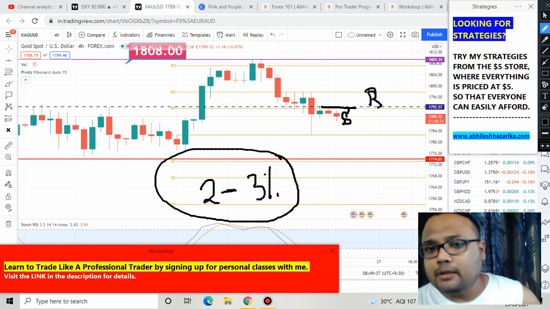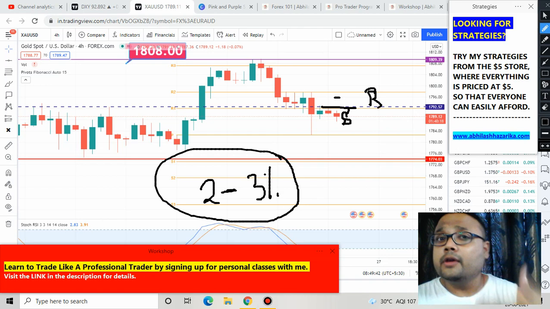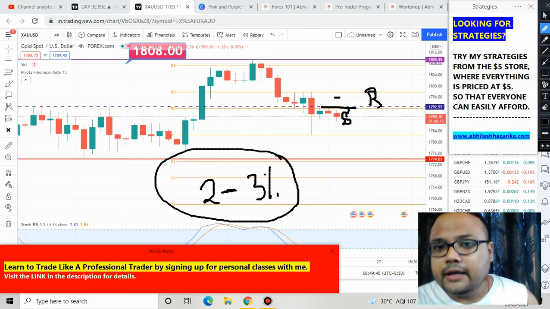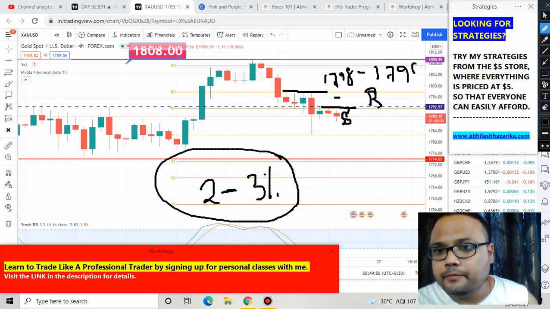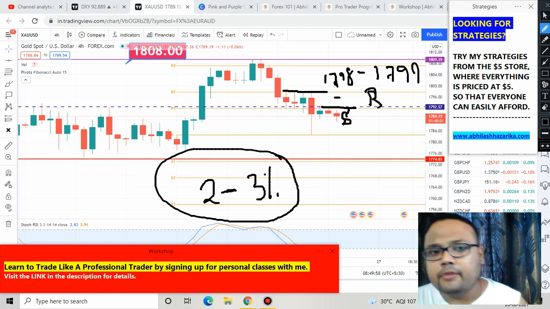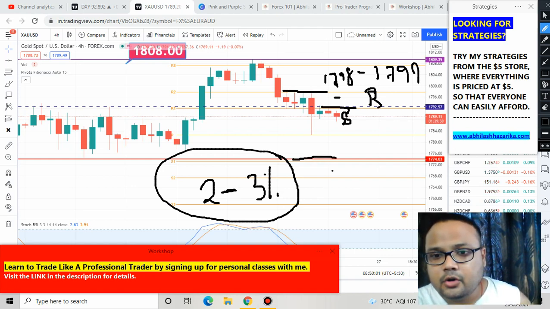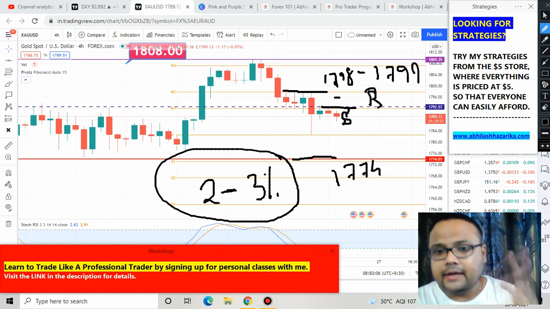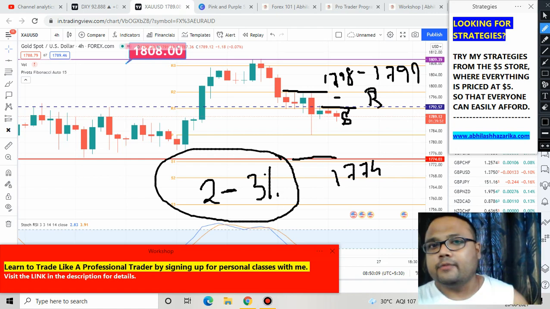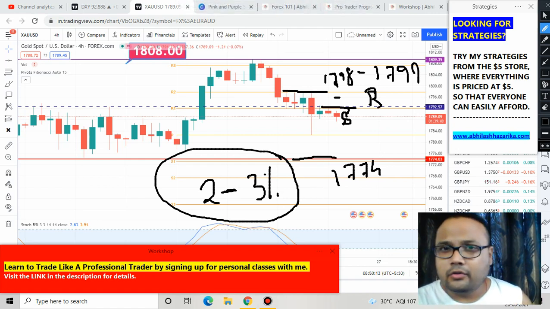If you short the market, your stop loss will be above this line. And if you are looking for a safer stop loss, then your stop loss will be above these candles, at 1798 or 1799. Your first take profit target will be this level, 1774, and 1750 will be your second take profit target.